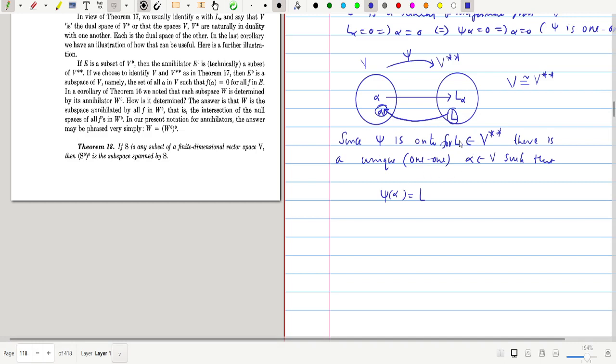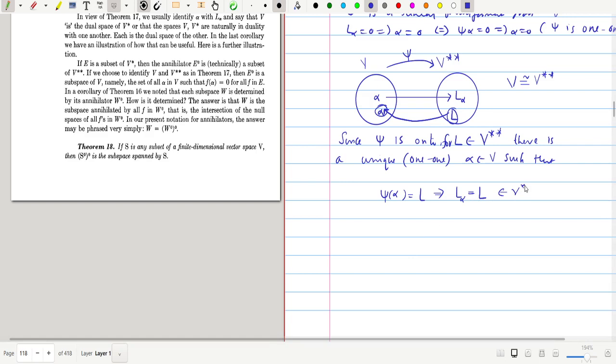That means for every L belonging to V double star, there exists a unique alpha such that psi alpha is equal to L. So what is psi alpha? Psi alpha is equal to L alpha. What is L alpha? L alpha is equal to L. So for any L belonging to V double star, there exists a unique alpha satisfying this condition.